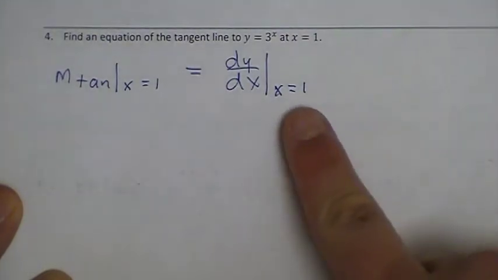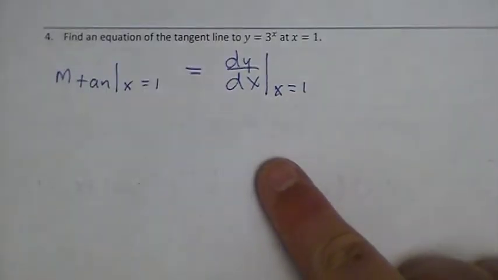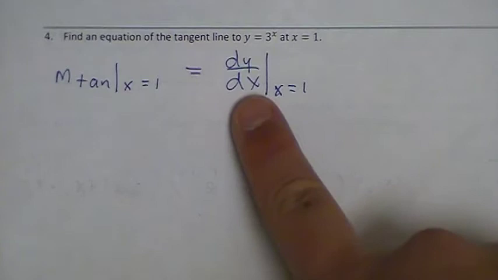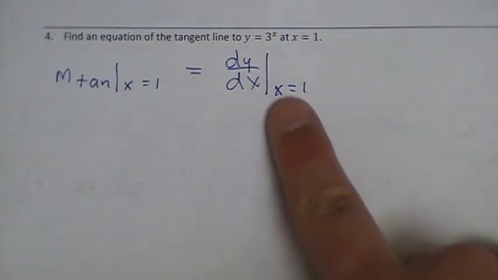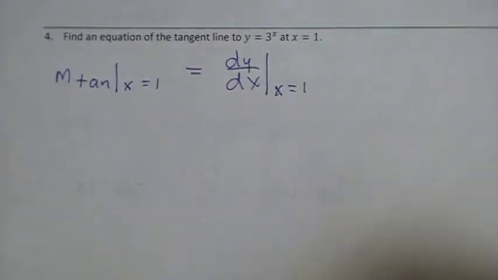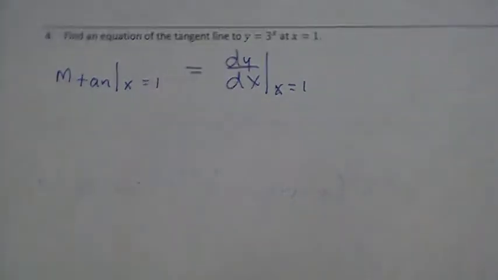So we've looked at several different notations throughout chapter 1. This is Leibniz notation. The derivative evaluated at x equals 1 is still going to correspond to f prime of 1. It's just a slightly different notation.